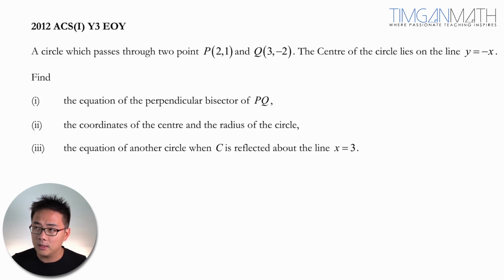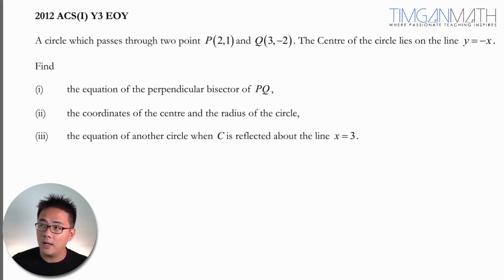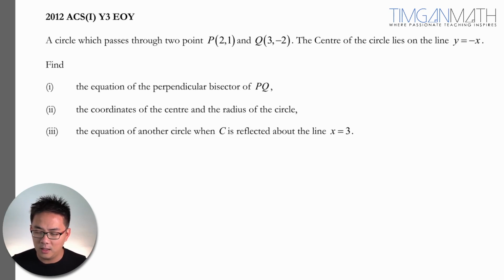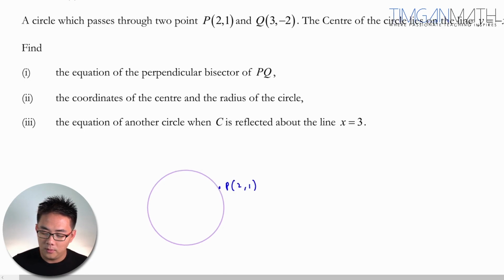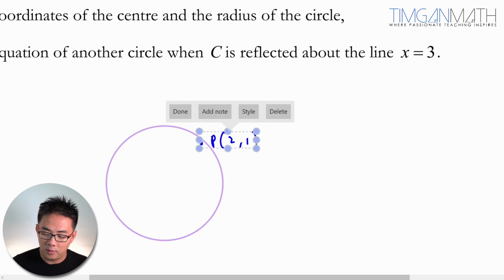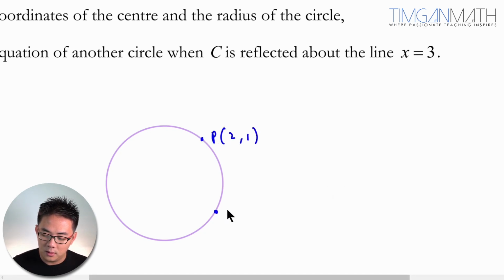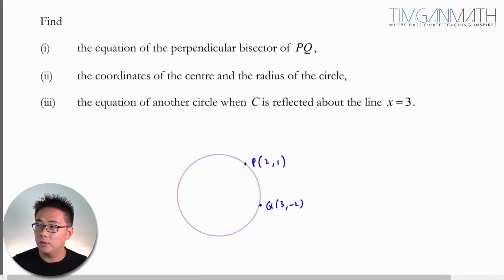You're given that the circle passes through P(2, 1) and Q(3, -2), and the center of the circle lies on the line y = -x. So I think that's pretty okay. If you were to draw this circle, I'm not sure, but basically (2, 1) is probably around here, just as a guide, and (3, -2) will probably be around here. Just draw anything which helps you.